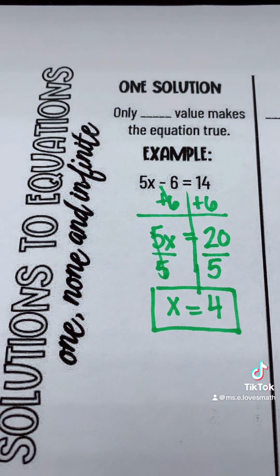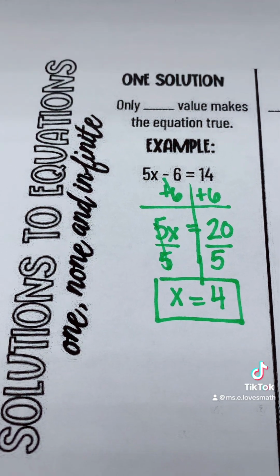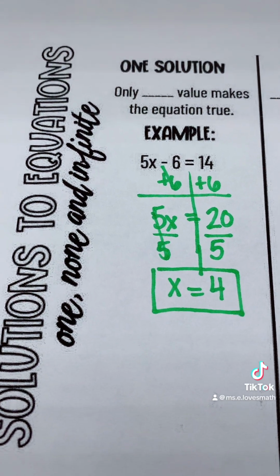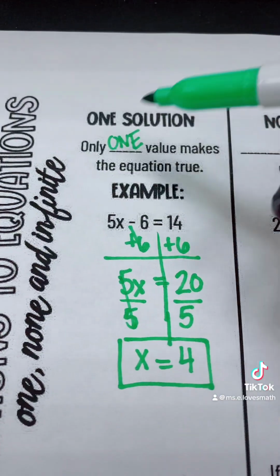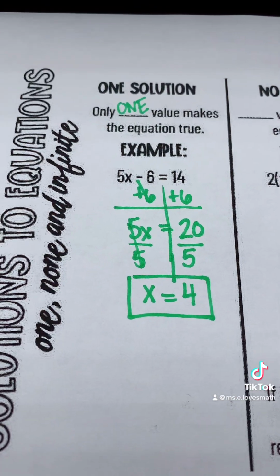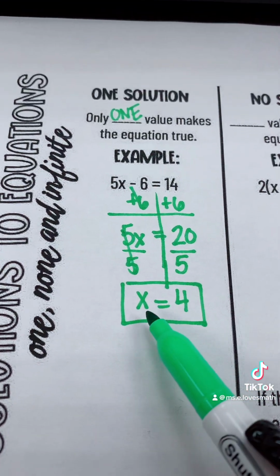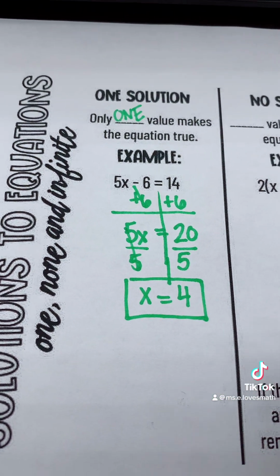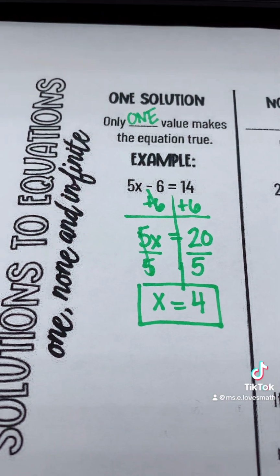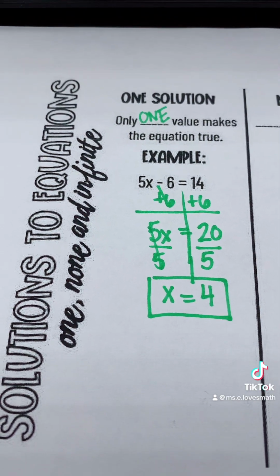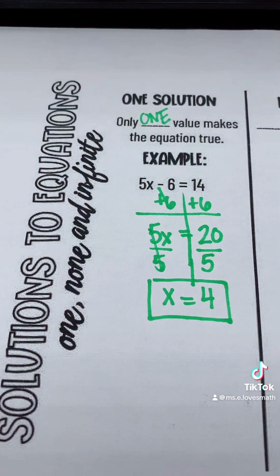In this scenario, we still have our x value, and it is equal to one number. That means only one value makes the equation true. When you have one solution, you will still have your variable: x equals, or y equals, or some letter is equal to a number. That means you have a solution, meaning one solution.